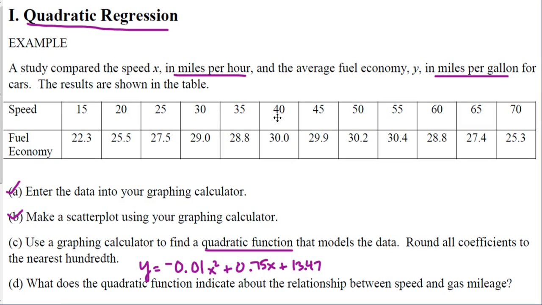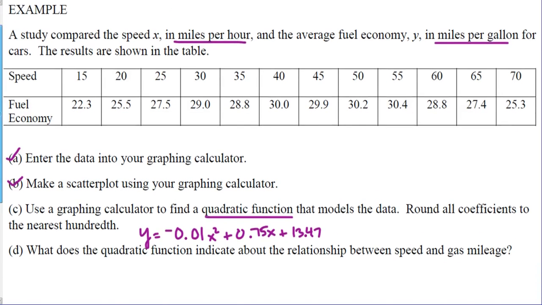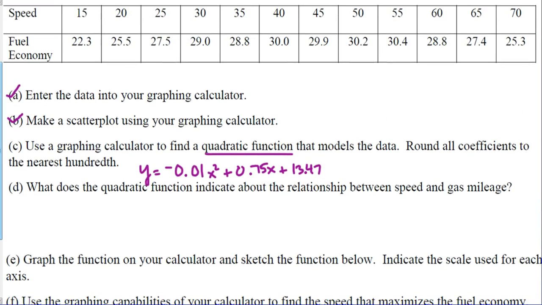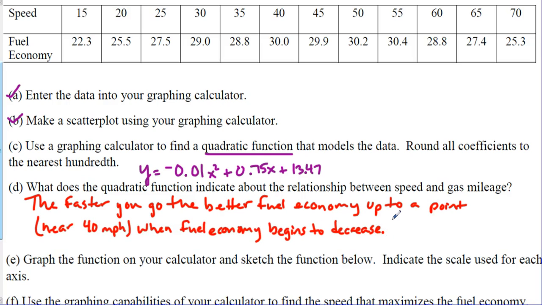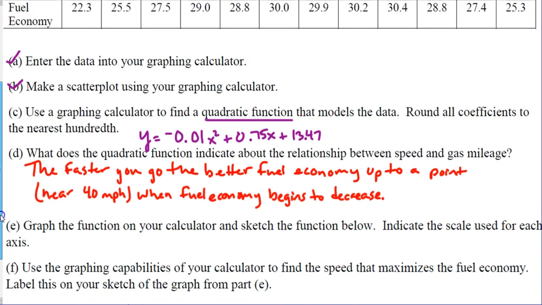And we can kind of see there's an optimum point somewhere in between 35 and 45. You're getting to a high point in terms of fuel economy, which is great, right? 30 miles per hour, 30 miles per gallon is not bad at all. All right, so let's jot that down. Okay, so we said the faster you go, the better the fuel economy, up to a certain point, near 40 miles an hour, when the fuel economy begins to decrease.